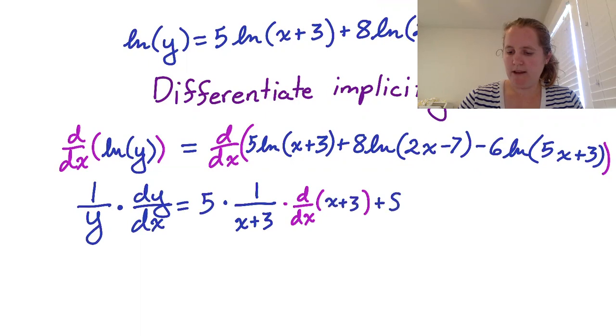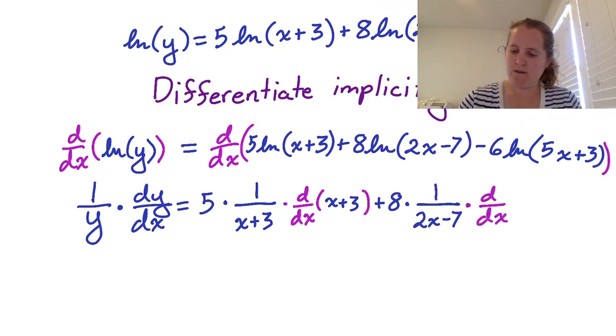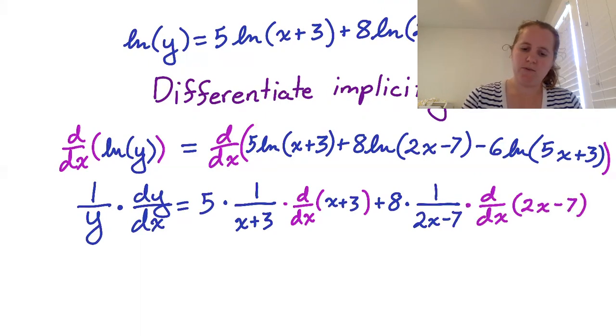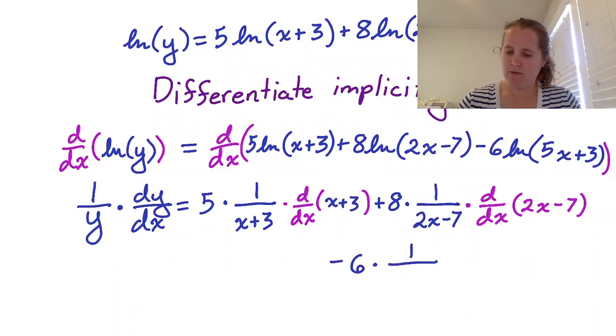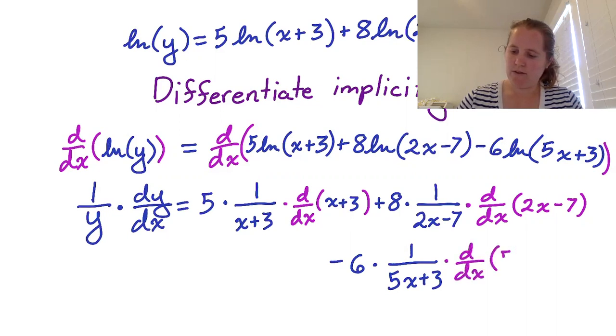And we have plus 8 times, again, natural log is 1 over for its derivative. So 1 over (2x minus 7). Then we should multiply by the derivative of 2x minus 7. And then we are subtracting, minus 6 times 1 over (5x plus 3). And then we should multiply by the derivative of 5x plus 3.